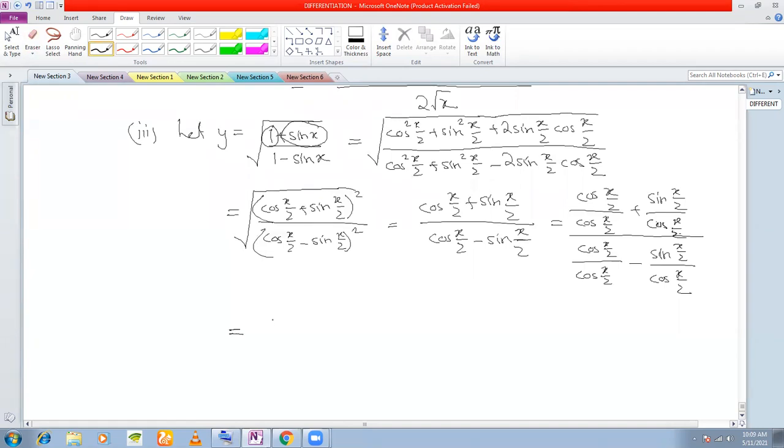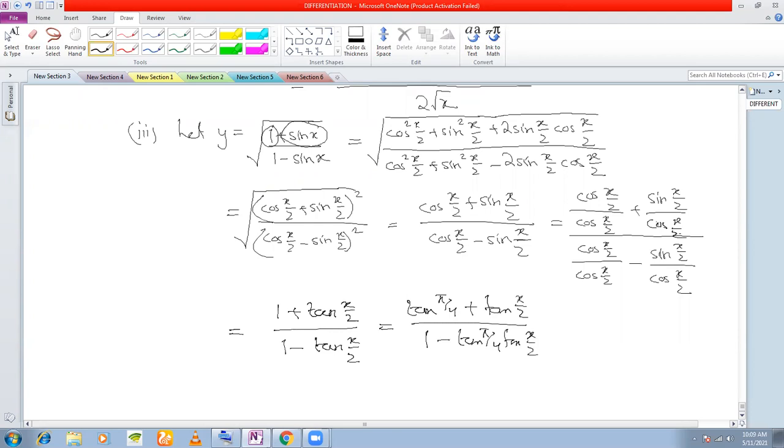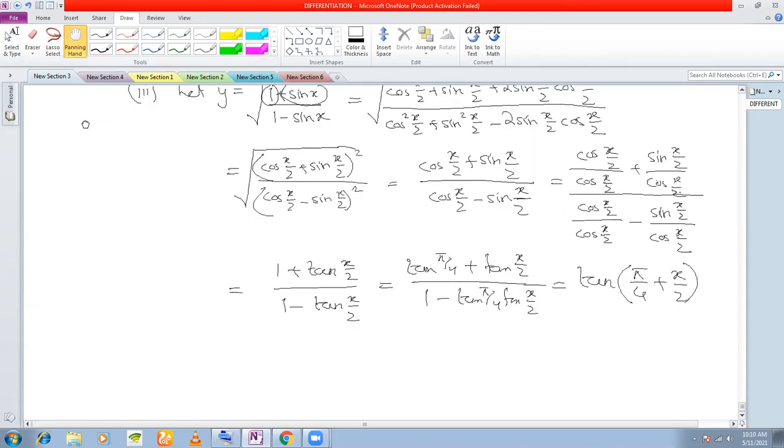Okay, so now what you get here is 1 plus tan x by 2 divided by 1 minus tan x by 2. Okay, so now what you do here is you write 1 as tan pi by 4. So tan pi by 4 plus tan x by 2 divided by, and in the denominator you can write 1 minus tan pi by 4 into tan x by 2, isn't it? This all you have done in your trigonometry last year. And what does this become? This is the tan a plus b formula. Tan of pi by 4 plus x by 2. Now it becomes a little easier for us to differentiate.